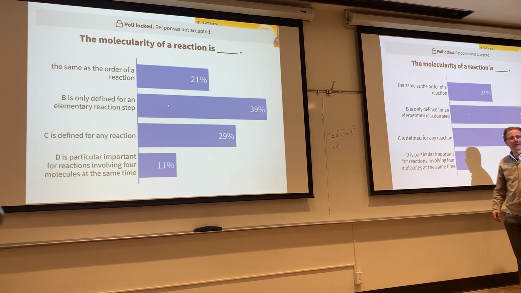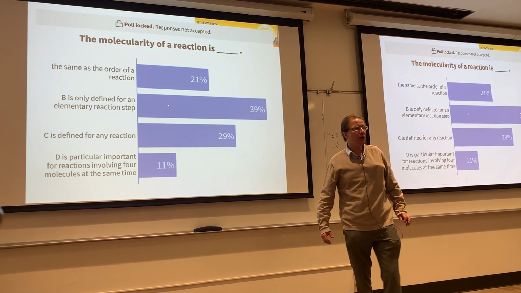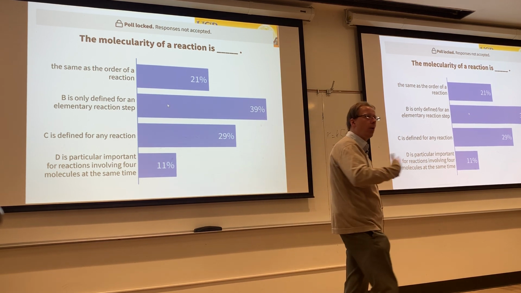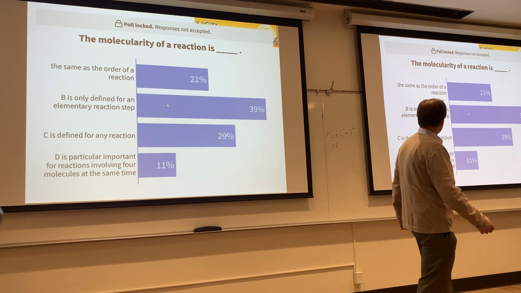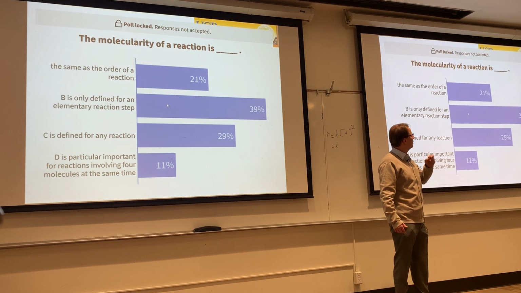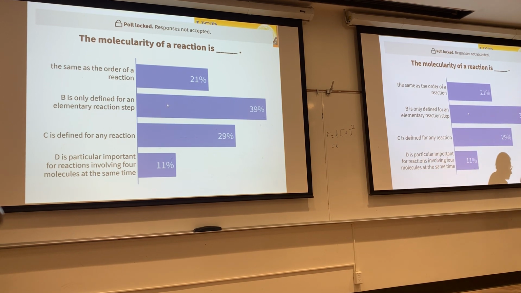It's only defined for an elementary reaction step. That's the correct answer. Most of you have that. It is not the same as the order. We just talked about many different cases where the order is determined by how they run the reaction as opposed to what the molecules do. And it is not defined for any reaction, the molecularity, because if I have a really complex reaction which involves many different elementary reaction steps, then I can't say there's only one molecularity of that reaction. There are many. And this one here is particularly relevant for reactions that involve 4 molecules at the same time.